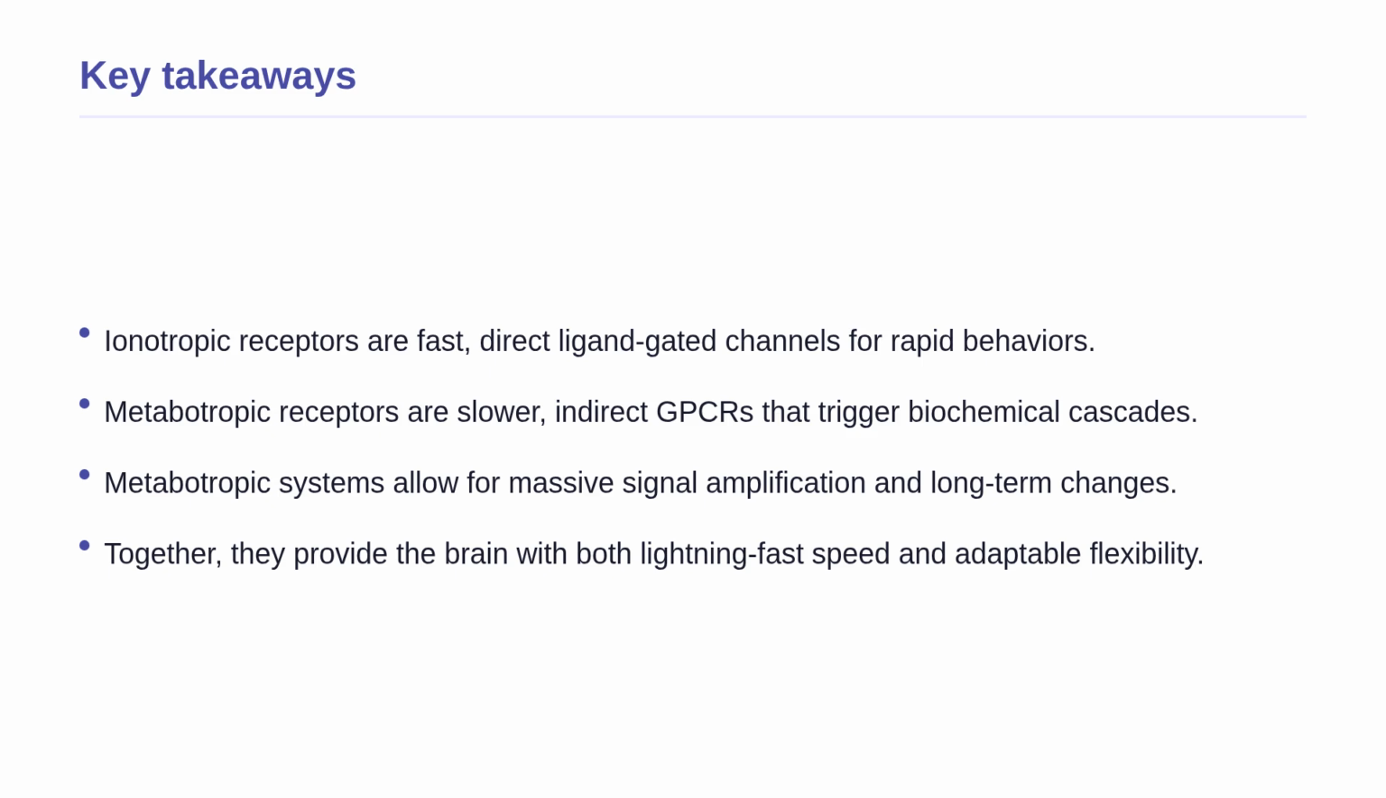By utilizing both of these distinct systems, your nervous system achieves a perfect balance. It has the lightning-fast speed it needs to survive immediate dangers, and the slow, adaptable flexibility it needs to learn, grow, and feel emotions. Thank you for joining this session on neurotransmitter receptors.